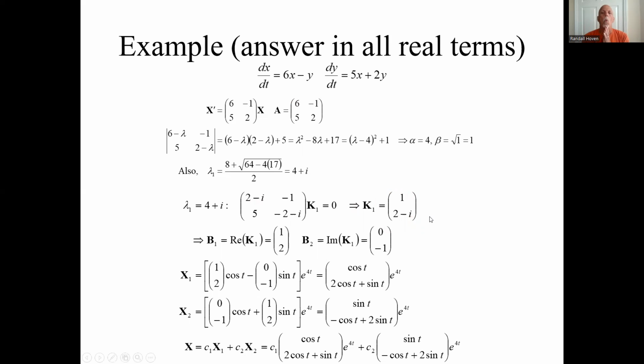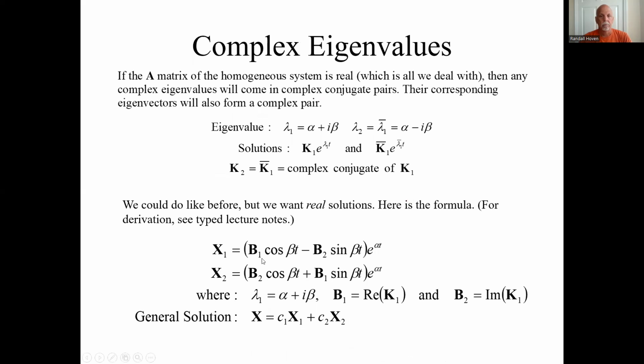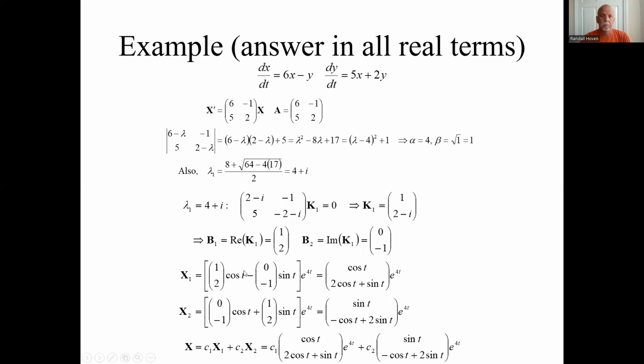Okay. What is B1 in our little formula? B1 and B2. B1 is the real part of that eigenvector. B2 is the imaginary part of that eigenvector. We're just going to plug and chug, put them in these formulas. Real part of this eigenvector is 1, 2. Imaginary part of this eigenvector is 0, minus 1. Got it? Can you do that? Do that, you got it made.